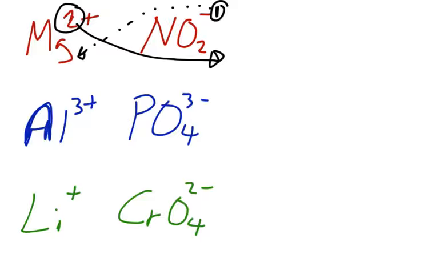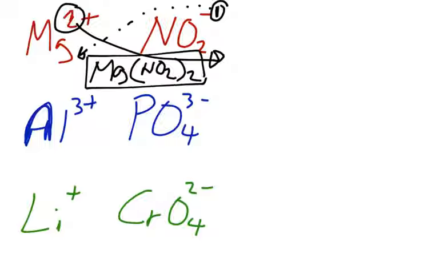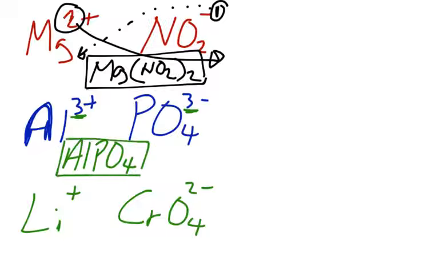So that will simply be Mg(NO2)2. Okay? Now, that's that answer. And this guy, the second one with Al and PO4, right? The 3's are able to cancel each other out, so you'll just simply get AlPO4 as your final answer when you do the crisscross.